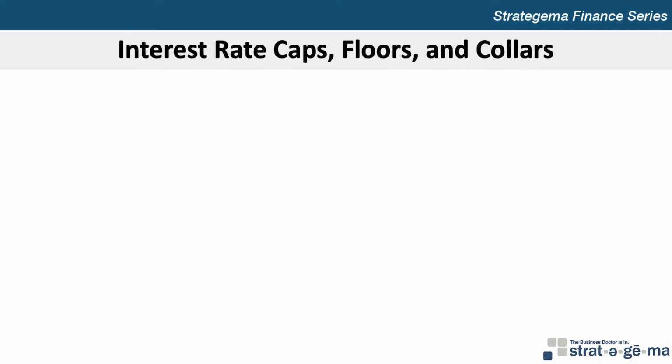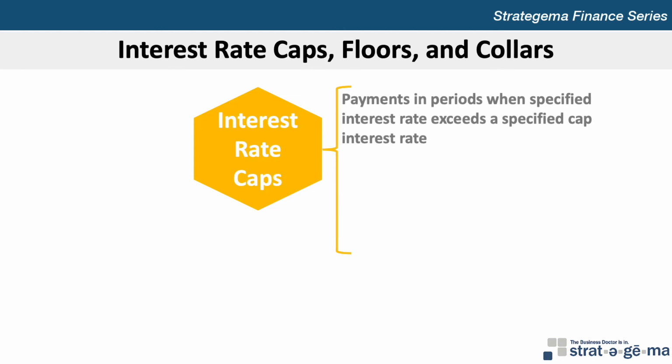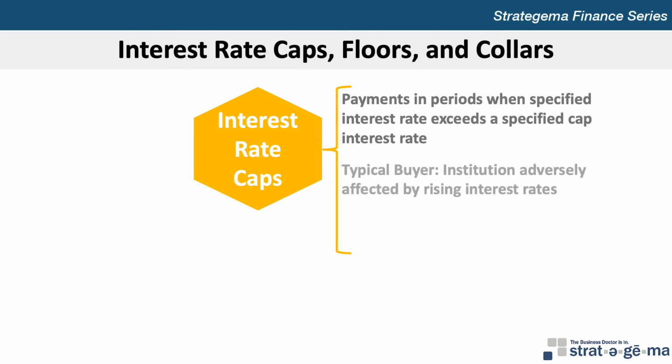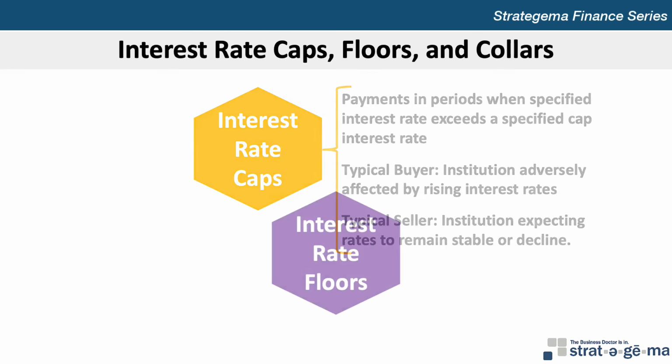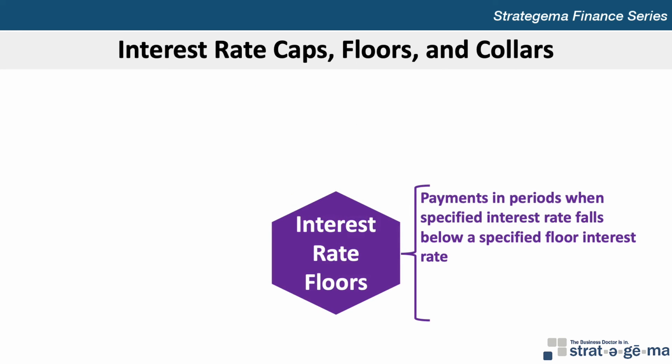The next learning objective pertains to interest rate caps, floors, and collars. An interest rate cap offers payments in periods when a specified interest rate index exceeds a specified ceiling or cap interest rate. A typical purchaser of an interest rate cap is a financial institution that's adversely affected by rising interest rates, whereas the typical seller of an interest rate cap is a financial institution that expects interest rates to remain stable or decline.